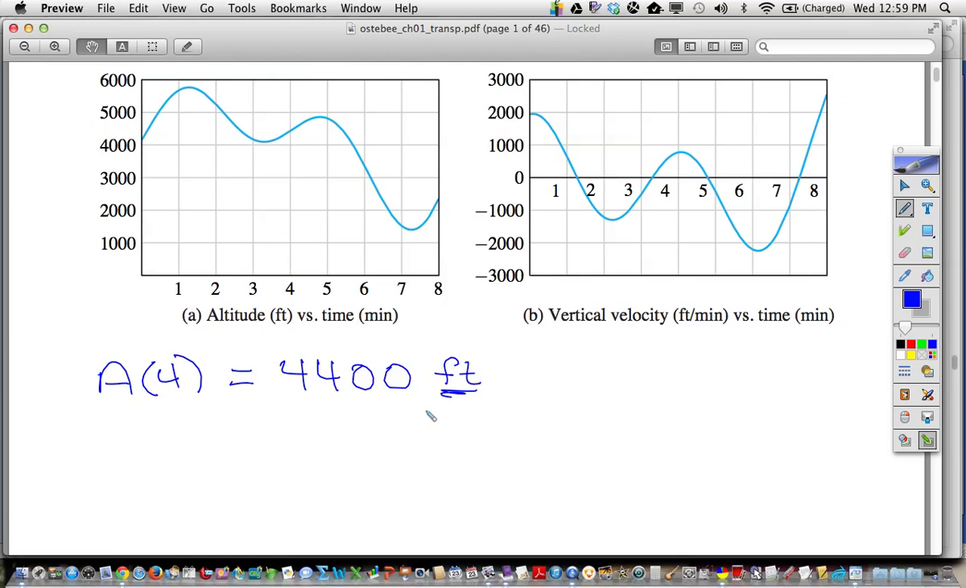Sounds good. So if you're doing that, I have to accept a range of answers, probably, right? You're just estimating up there. That's the best you can do. That's all the information you have.